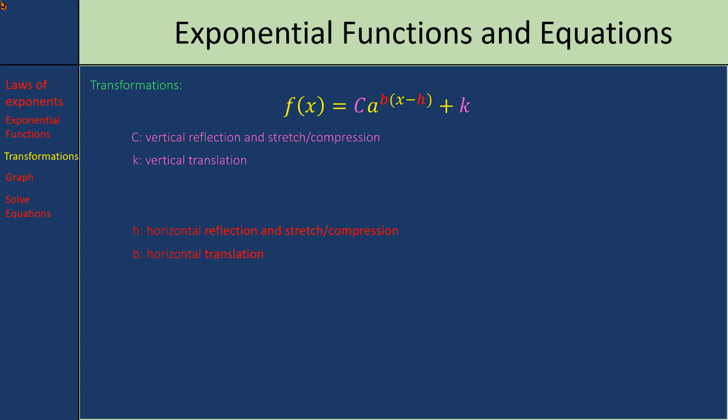So let's remember what they do. The pink ones, the ones that apply to y, are straightforward. You just multiply by C and then you add K. But the red ones are kind of opposite of what you see. You divide by B, and then you add H, but here it says subtract H. So if you see a negative number, you actually add. If you see a positive number, you actually subtract. The ones that apply to x are always done opposite of what it looks like.